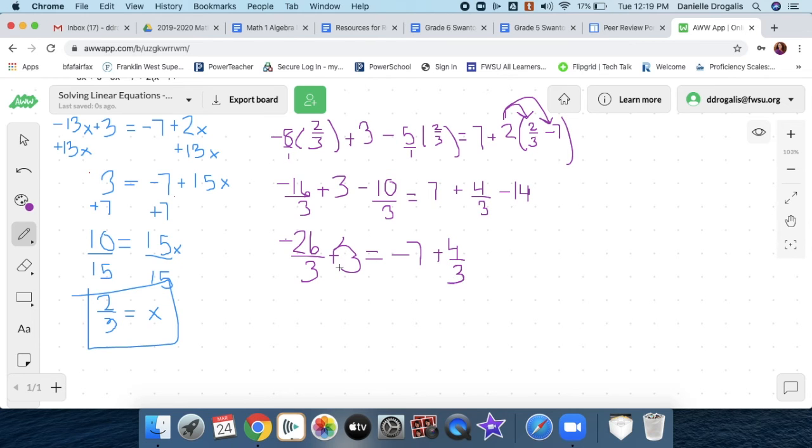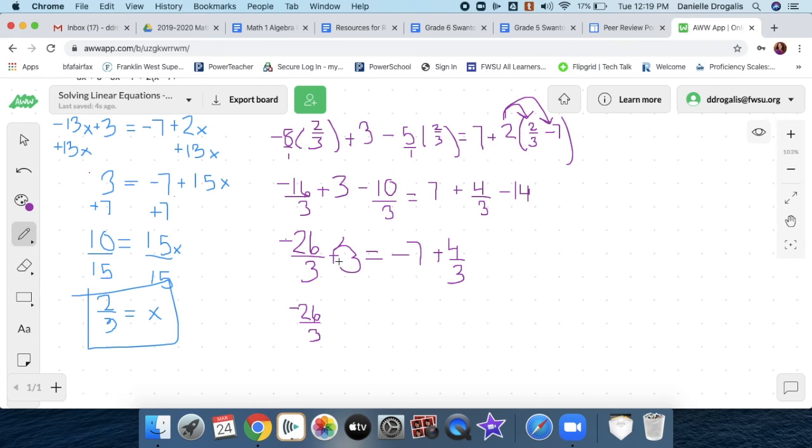Okay, so how do we do this? We've got whole numbers adding or subtracting to fractions. Well, the best way to do it, I think, that is going to reduce your chance of error is to get your whole numbers into fraction form. And so I'm just going to rewrite the -26 thirds because I haven't done anything with that yet. It's going to come down unchanged.